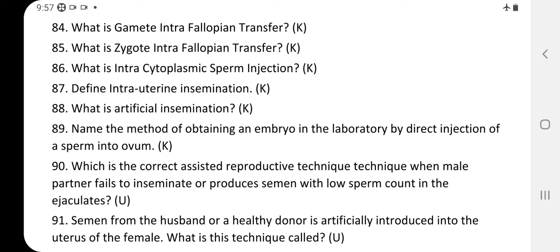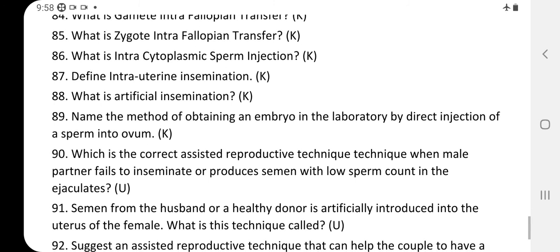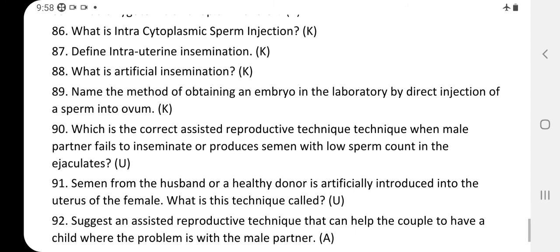Next, 87th question. Define intrauterine insemination. Intrauterine insemination means the semen is collected either from the husband or a healthy donor, and it is artificially introduced into the vagina or into the uterus of the female.